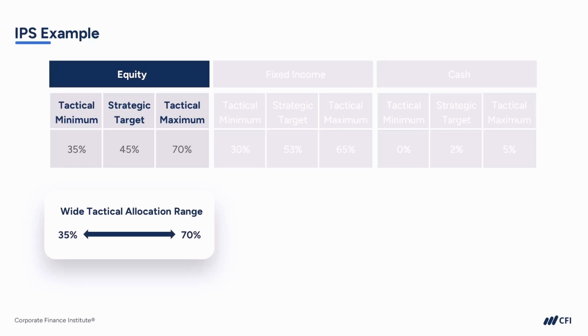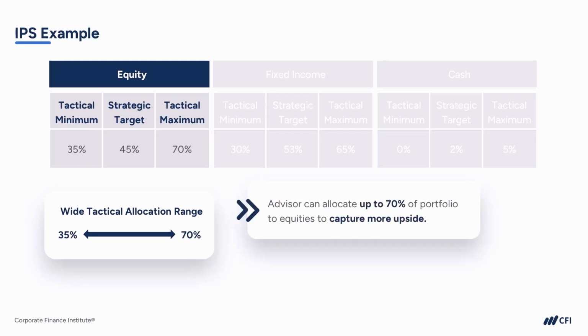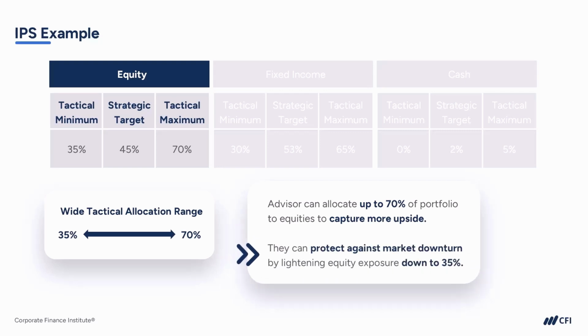What this means is that if the advisor is bullish on equities, they can tactically allocate more of the client's capital, up to 70% of the portfolio, to equities in order to capture more upside. Similarly, if they want to protect the portfolio a bit against a down market, they can lighten up on equity exposure and add more exposure to the other two asset types.